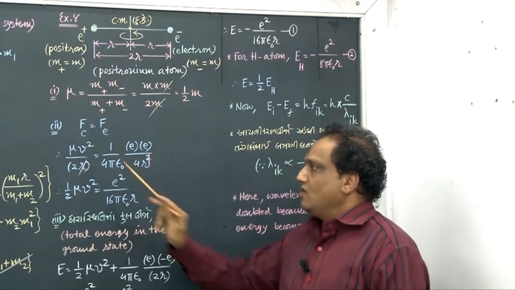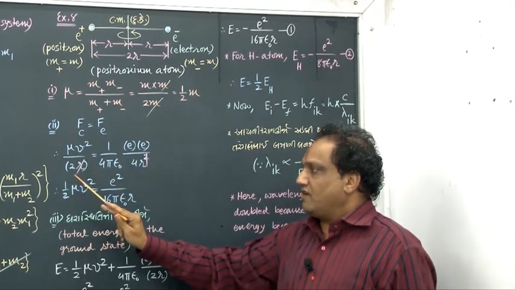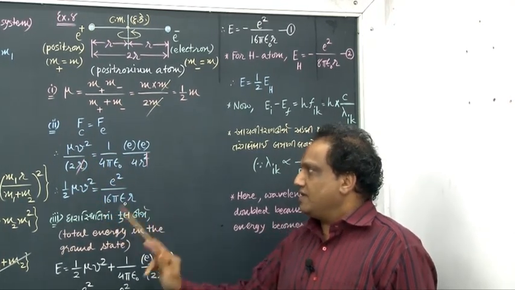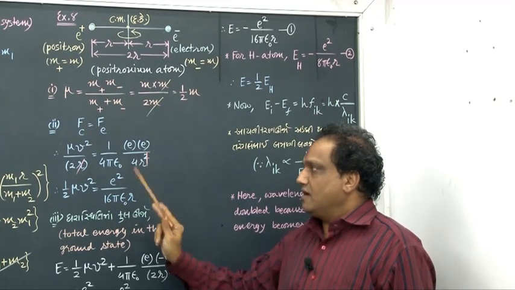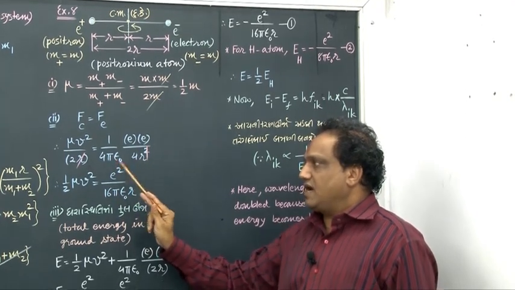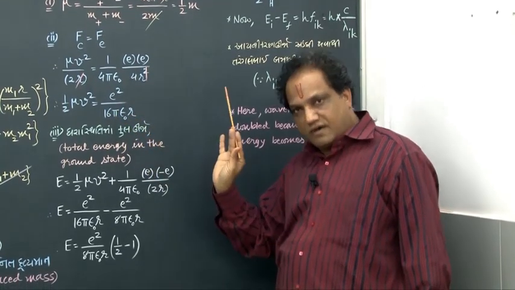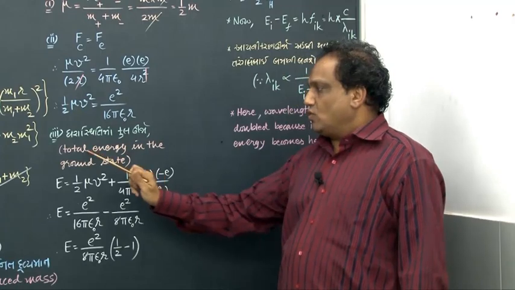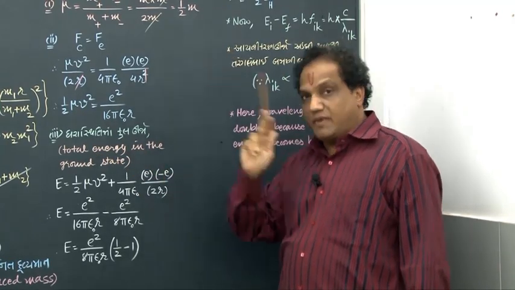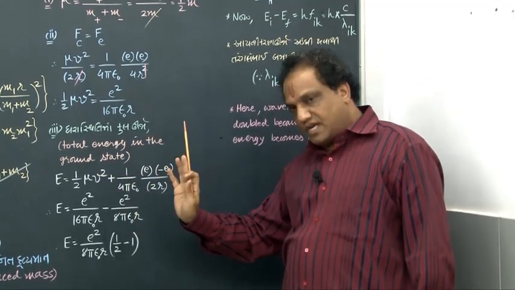So now tell me, 1 by 2 mu v square. E into E is E square upon 4 fours are 16 pi epsilon 0 R. E square upon 16 pi epsilon 0 R. And now let us find out the total energy of this positronium atom in the ground state.